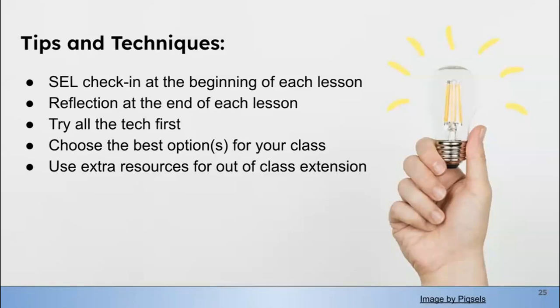Choose what's best for your class. So if you have a 90-minute class and there are 7 activities, there's probably no way you're going to make it through them all. Choose what's going to be the best for your learners, and use those extra resources for some kind of out-of-class extension.